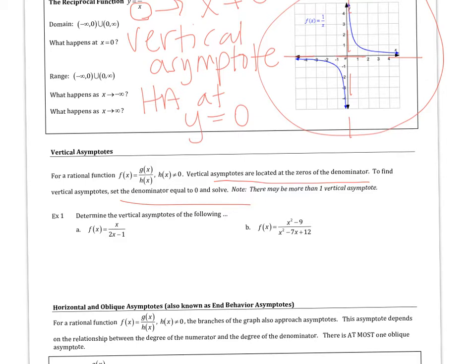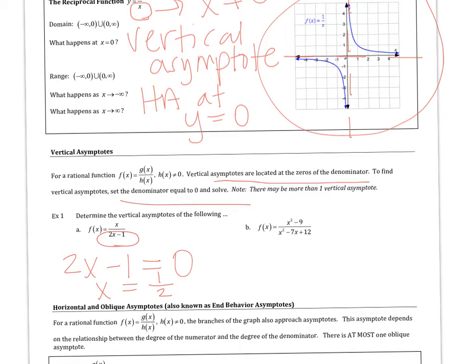So for example 1, where we have x over 2x minus 1, I'm taking 2x minus 1, setting it equal to 0, and we get that x is 1/2. So we would have a vertical asymptote when x is 1/2.